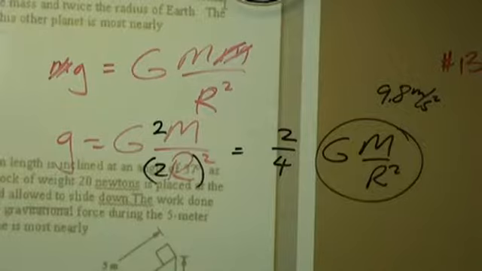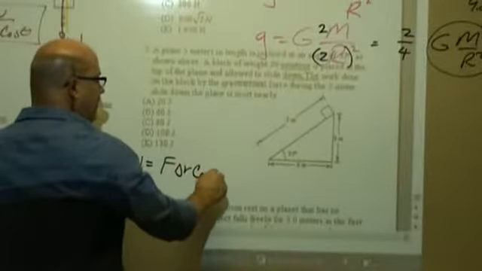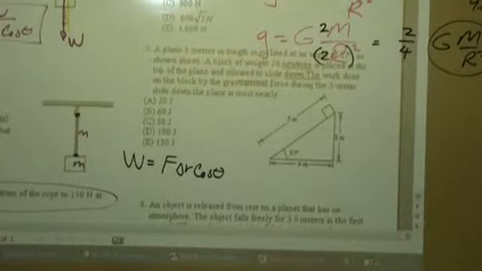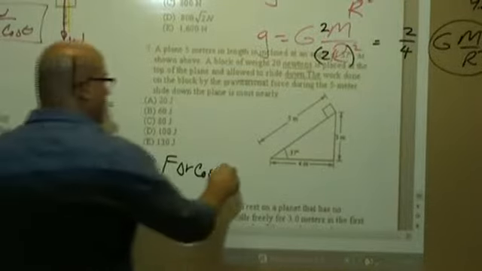Work done on the block by the gravitational force during the 5 meters it slides down the incline. Okay? So how do we figure out work? You could do F delta R cosine theta. You could do it that way. Or, what does work also equal? The change in energy.